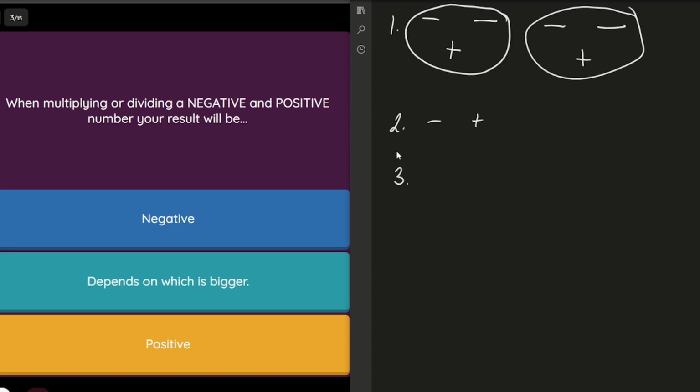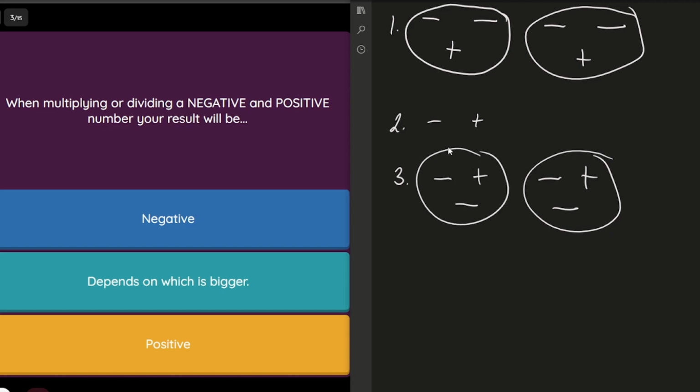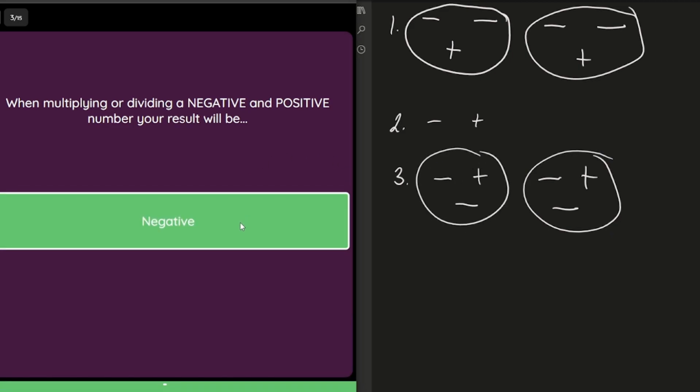When multiplying or dividing a negative and positive number, your result will be negative. Multiplying a negative and a positive will result in a negative. Same thing with division. Negative times positive will give you negative because of the signs. There you go.